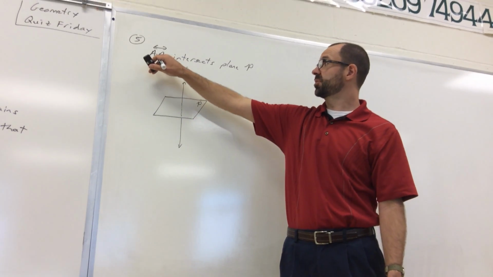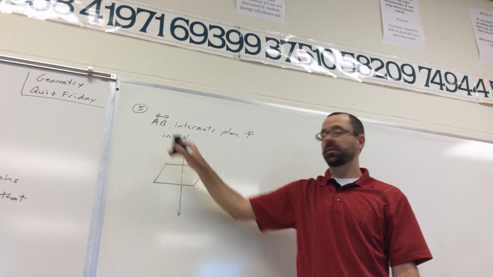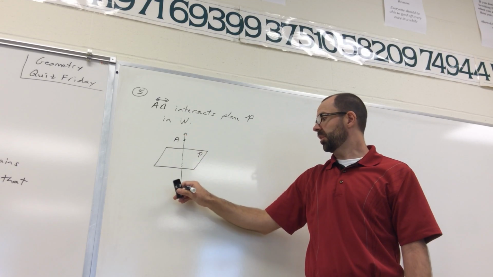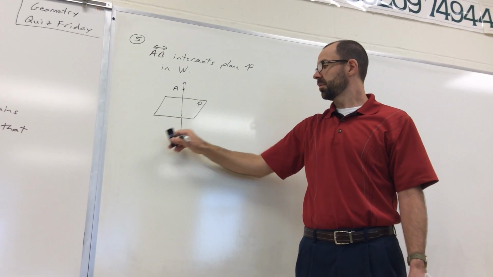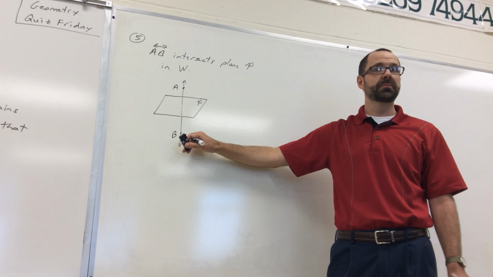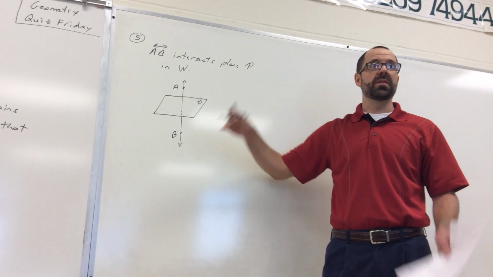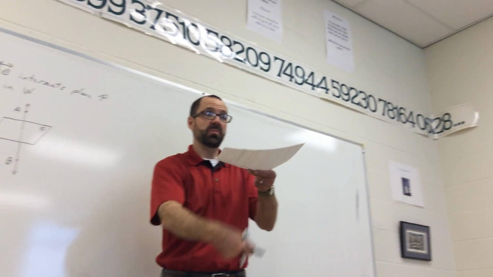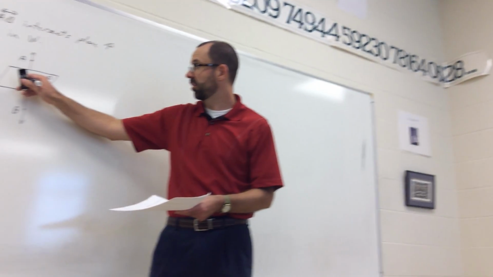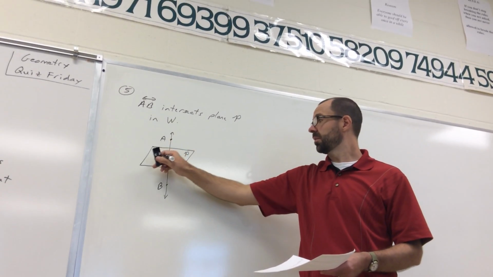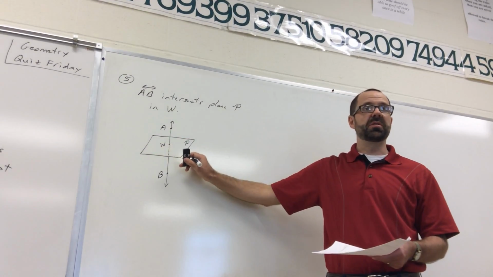And that line is called line AB. So A is up there, B is down here. And then the line is intersecting the plane right here. And that's called W. So you put a W next to it.